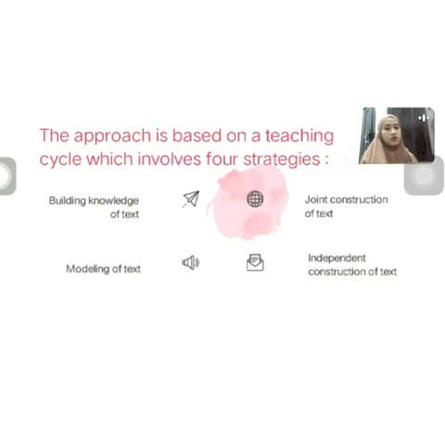There are 4 strategies. The first is building knowledge of text. The second is modeling of text. The third is joint construction of text. The last one is independent construction of text. And now, I will explain the strategies one by one. We start from building knowledge of text first.